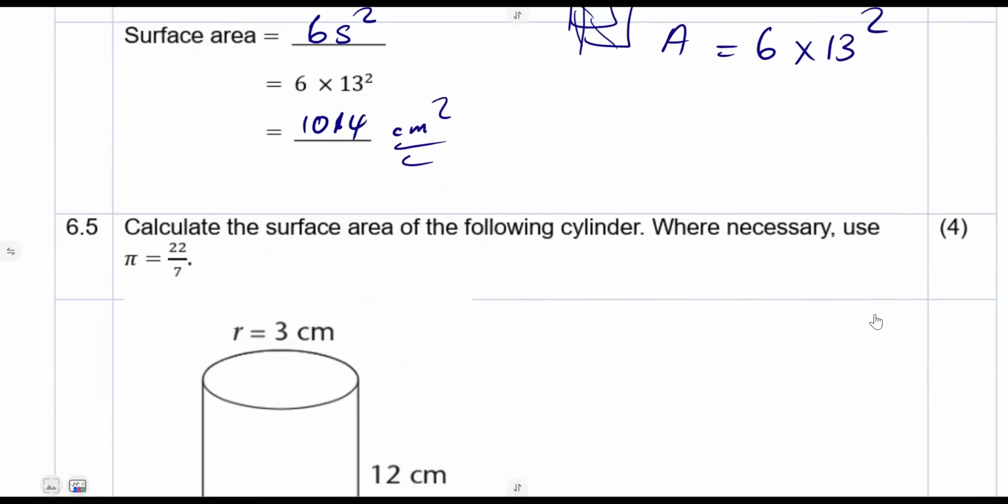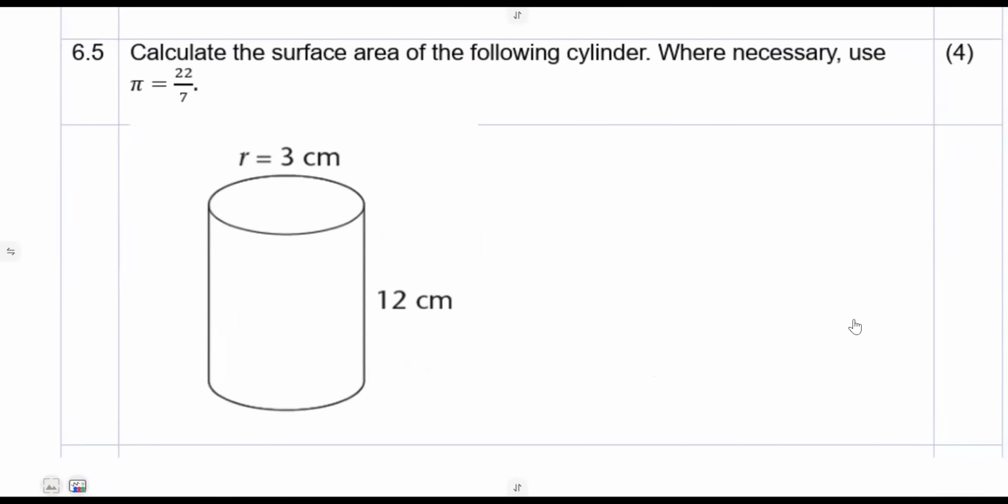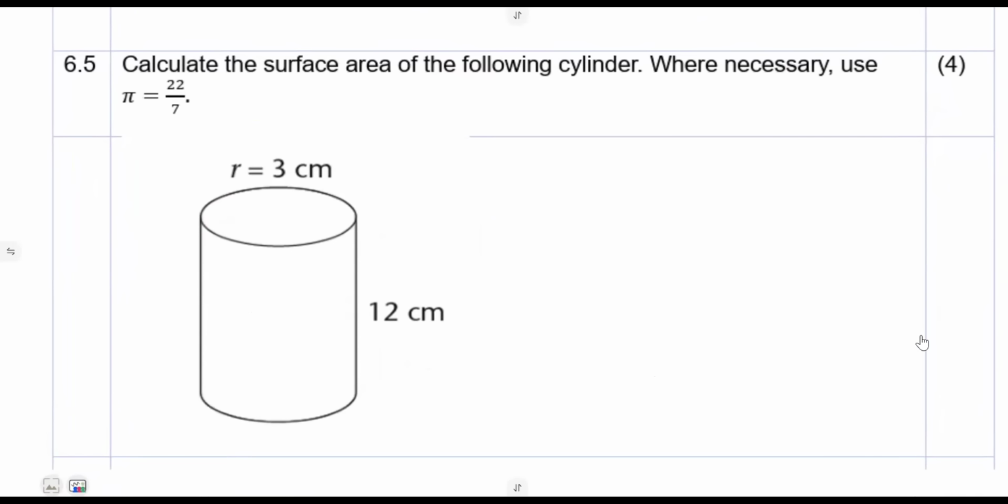All right, then 6.5, calculate the surface area of the following cylinder where necessary. Use pi to be what? 22 over 7. So as for a cylinder, we're going to work with what? 2 pi rh. That's going to be 2 pi rh, the surface area. What else is on the surface area? Plus pi r squared. Again, we'll have to combine the 2 pi rh and the pi r squared. So when necessary, we are told to use 22 over 7.